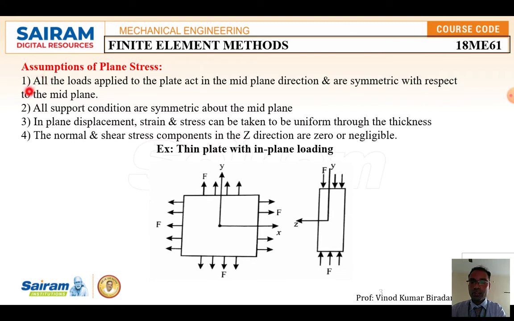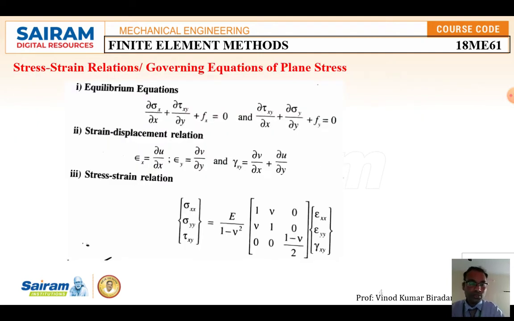What is the first assumption? All the loads applied to the plate act in the mid-plane direction and are symmetric with respect to the mid-plane. Second, all the support conditions are symmetric about the mid-plane. Third, in the plane, the displacement, strain and stress can be taken as uniform through the thickness. The fourth one is that the normal and shear stress components in the z direction are considered negligible or 0. These are the assumptions for plane stress.